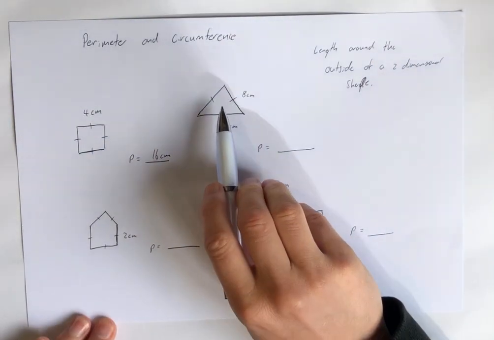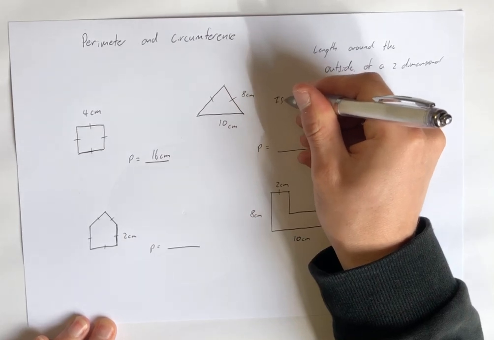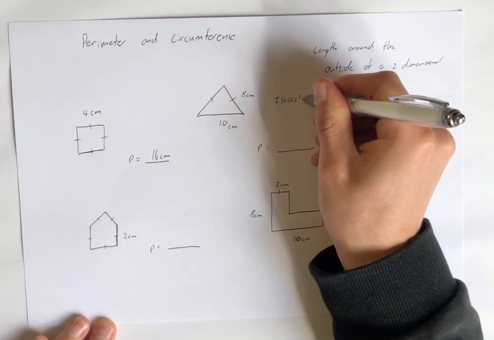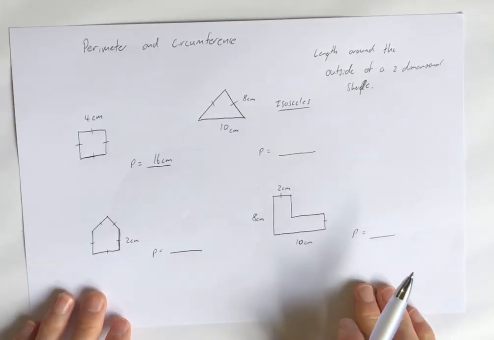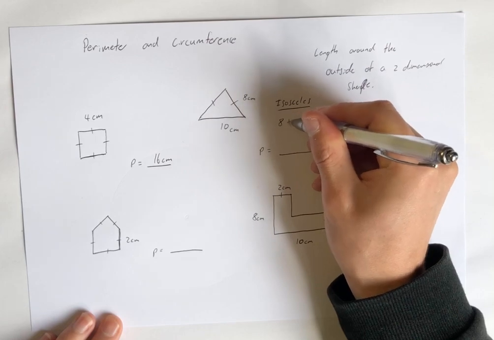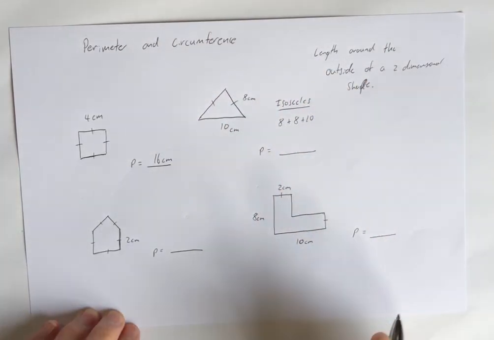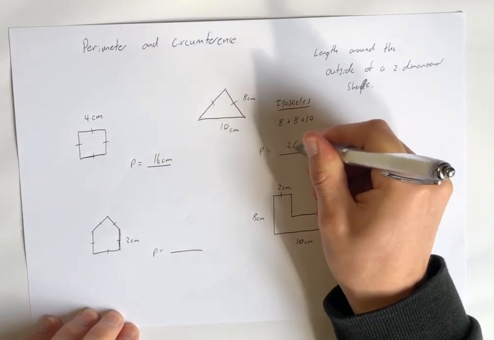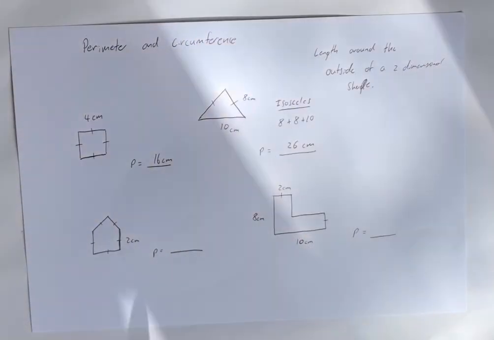For this triangle here, it's an isosceles triangle because 2 sides are the same length, which means it's isosceles. And so we have 8 plus 8 plus 10, and so we have a 26 centimeter perimeter. It's the length around the outside.